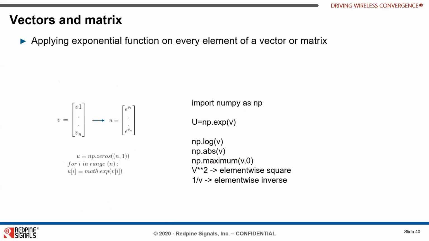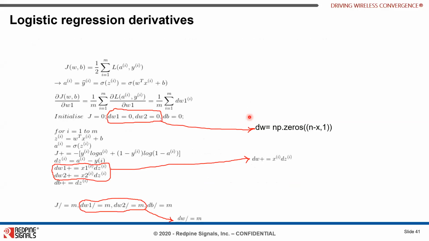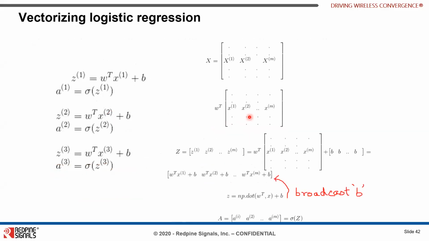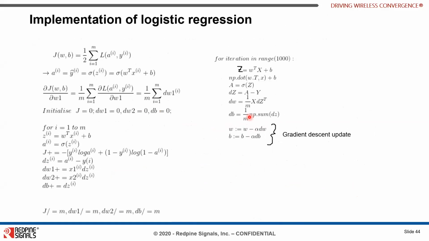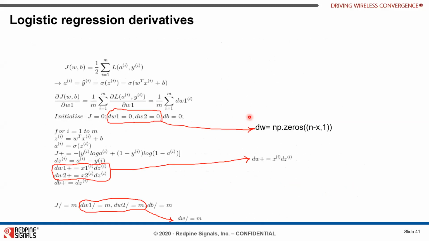Okay, so element wise it's also possible. V star star 2 and 1 by v, the element wise inverse, element wise square, everything is possible with this numpy. Okay, so the logistic regression derivatives, if we see here, I think this particular part, vectorized logistic regression, we can implement and show this. These are logistic regression derivatives. We will finish this today.